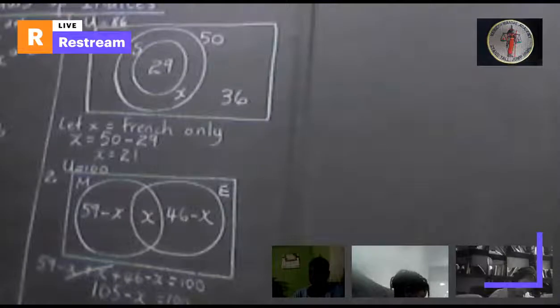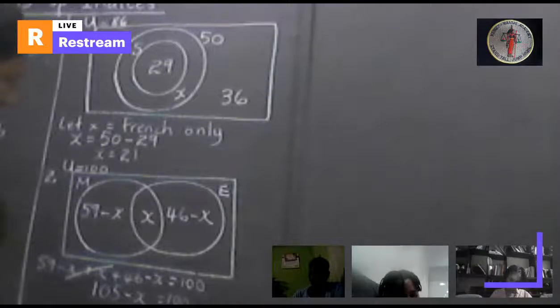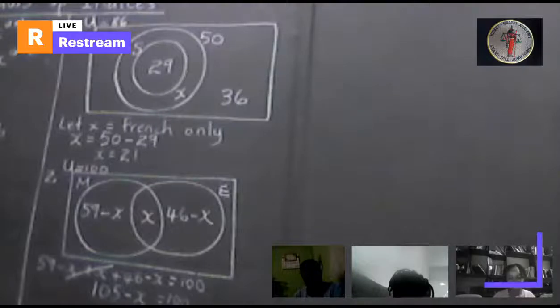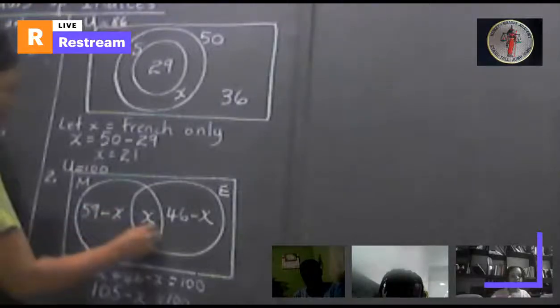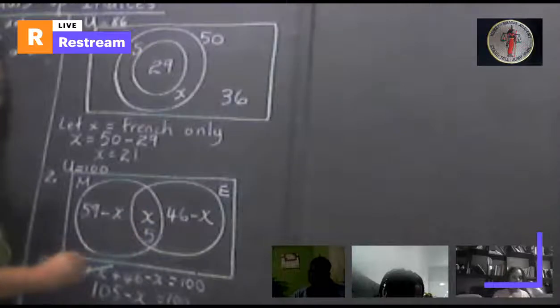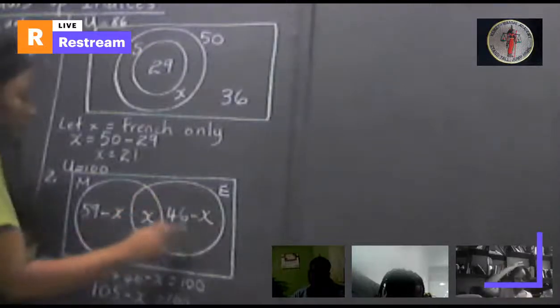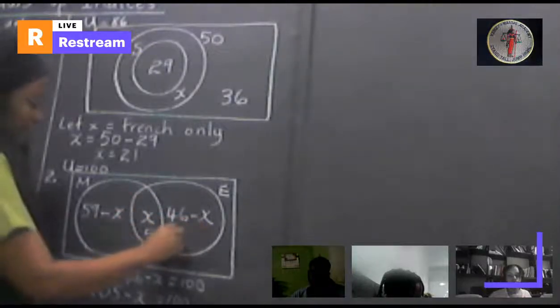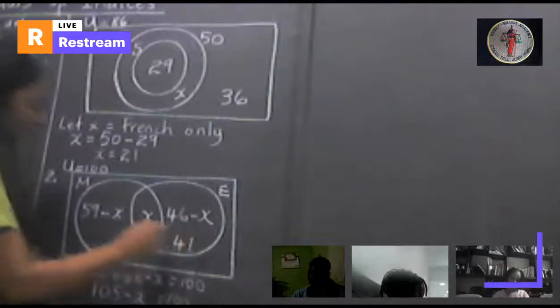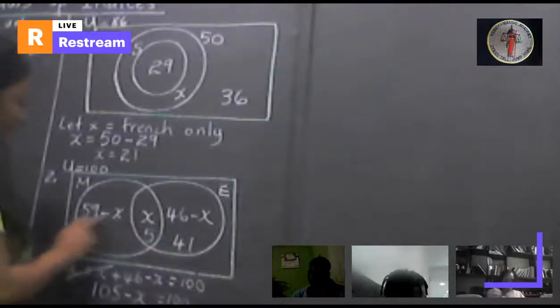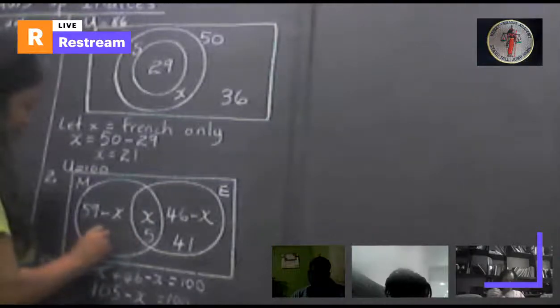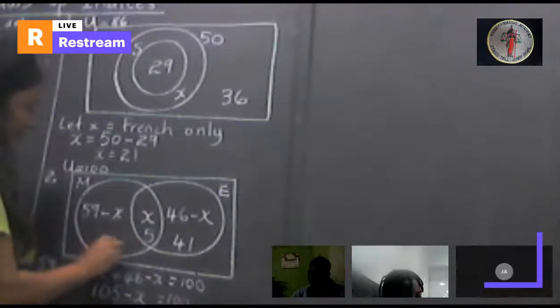So if we fill in these numbers, X is 5, that's the intersection. English only would be 46 minus 5, which is 41. And maths only would be 59 minus 5, which is 54, right?